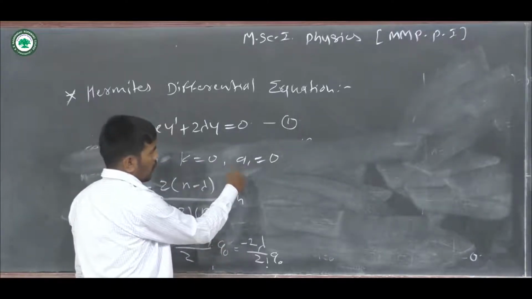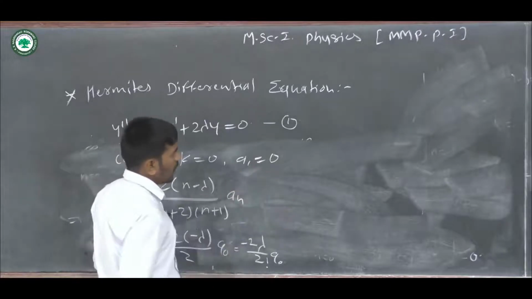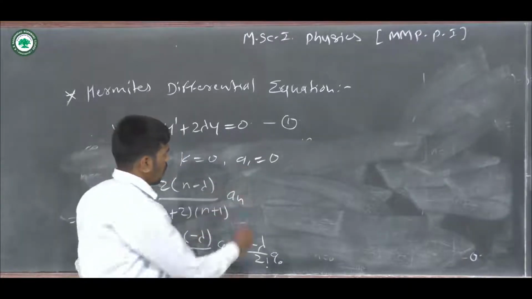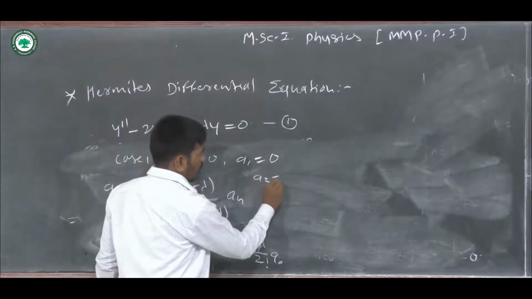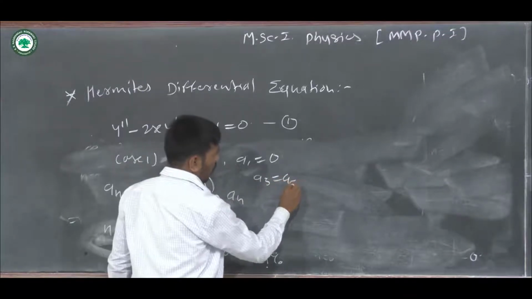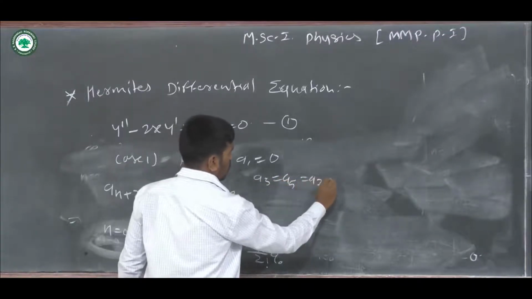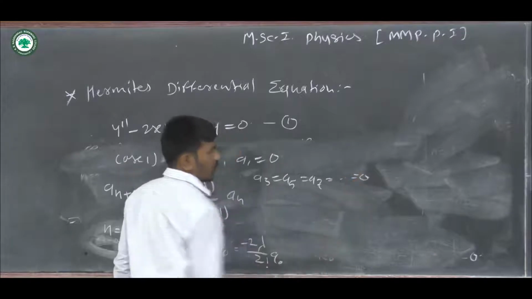Here we already considered a1 is equal to 0. So by using the recursion relation, we find a3, a5, a7 and so on. These are all 0.